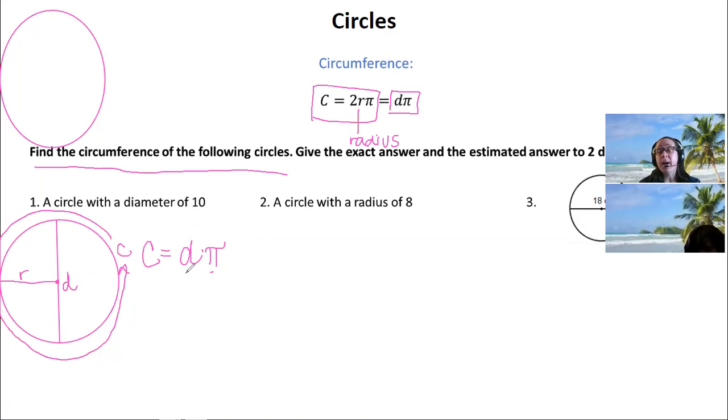They might tell you to do that in Math Excel, and if that's what they tell you to do, go for it. But most often we just use the pi key on the calculator. So we bring down circumference. Our diameter was 10, so we replace that d with a 10 and then leave the pi there. So for your exact answer, it would say 10 pi.